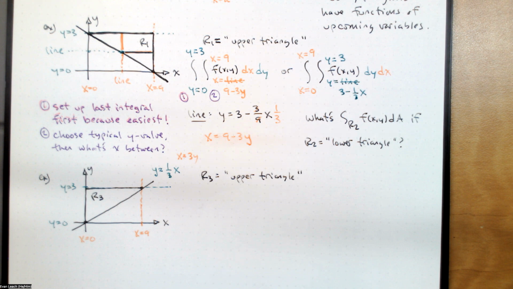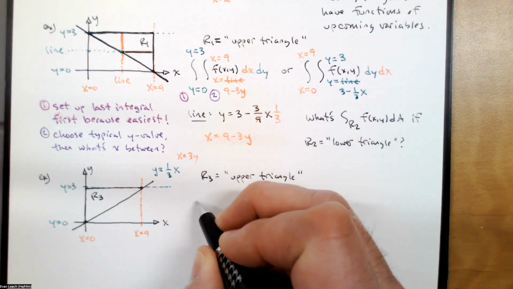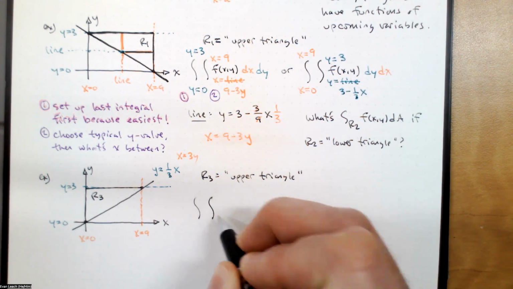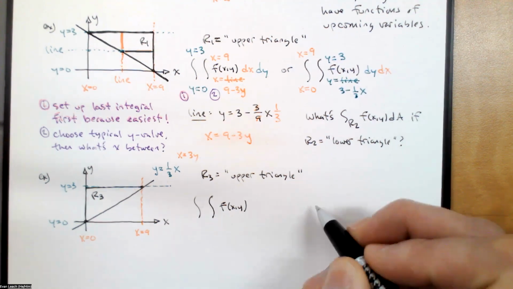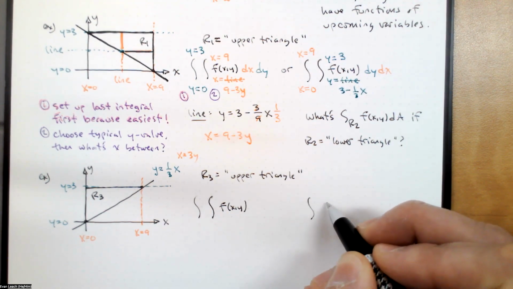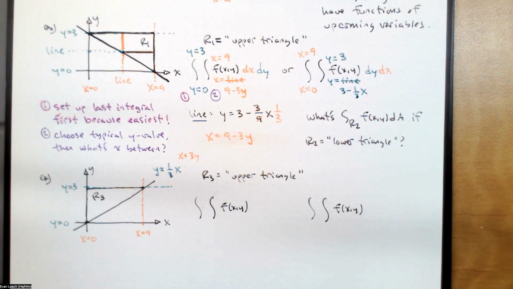This one is a little bit different. In the previous one, for a typical x, we start at the line and go to the end. But it's different in this case. So take a minute, think about the double integral of f of x, y, dx dy, and the double integral of f of x, y, dy dx.